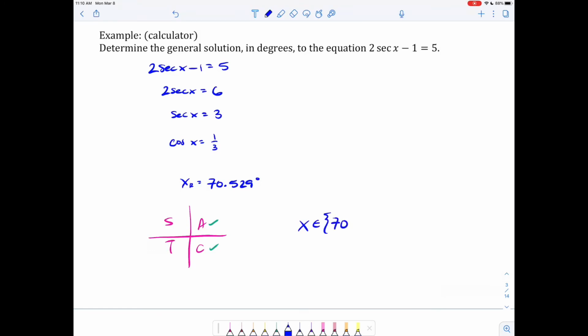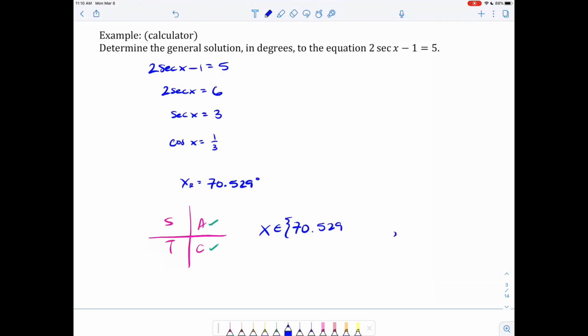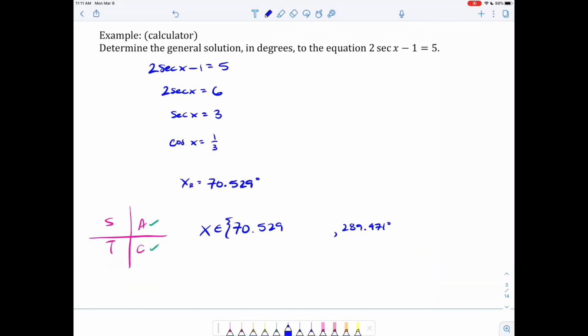So I could be 70.529 degrees, or I could be 360 minus that, which is 289.471 degrees. But of course, I can be anything coterminal to those, so I need to make sure I add some multiple of 360 degrees to each one of those. And when we say a multiple, I specifically mean an integer multiple.